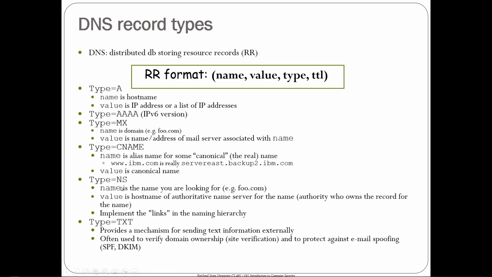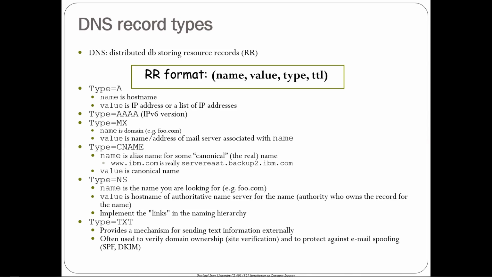This is the NS record. This is the authoritative name server for the name you're looking up. And this is actually implementing the branches of the hierarchy in DNS, as we'll see later. The name is the name you're looking up, foo.com. The value is the host name of someone who might know this name, rather than actually being the IP address itself. So if you query a DNS server looking for foo.com, and that DNS server doesn't know what that address is, but it knows the person who might know what that address is, that's the NS record.